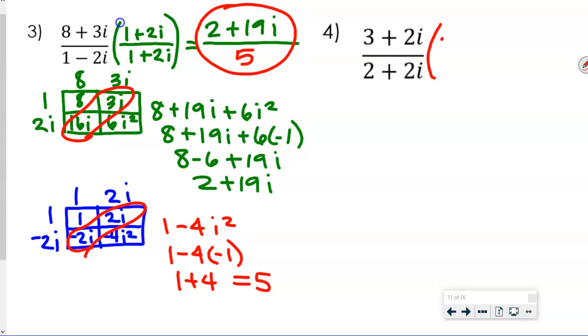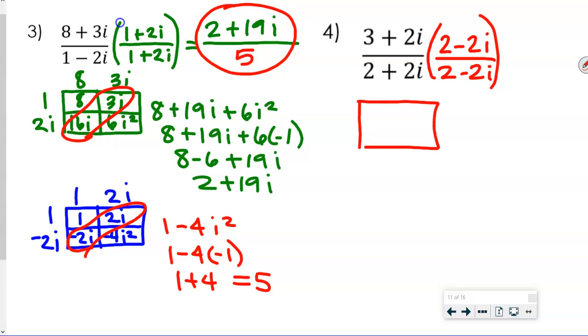Okay, so I'm going to do 2 minus 2I over 2 minus 2I. Again, I'm going to use that box method. Seems to be pretty effective for you guys. So we're going to do 3 and 2I and 2 minus 2I. 3 times 2 is 6. 3 times -2I is -6I. And then we got 2 times 2I, that's going to be 4I. And then we got -4I squared. Like terms again in the diagonal.